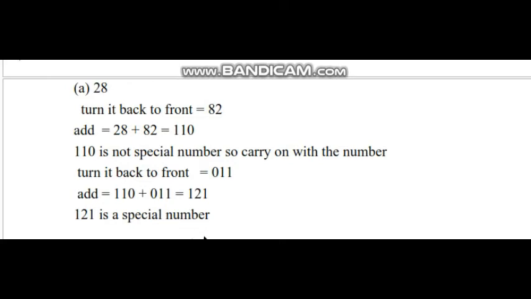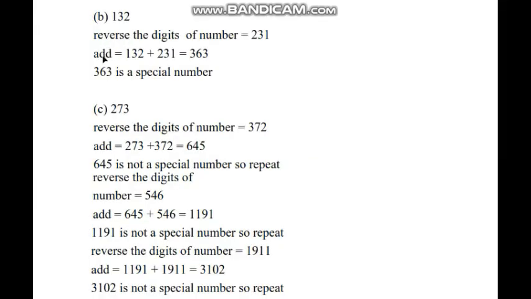So 121. Now 121 is a special number. Here question B: 132. Reverse the digits of the number, that means turn it back to front. So 231. Add these two numbers together. 132 plus 231 is equal to 363. Now 363 is a special number.